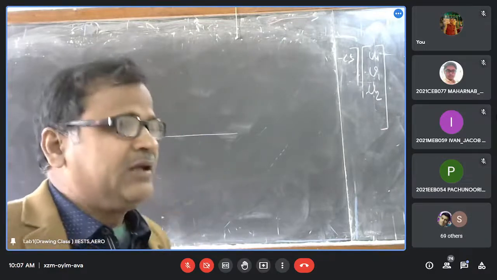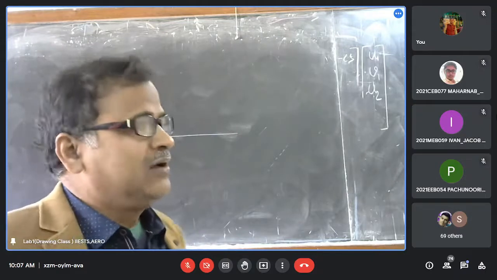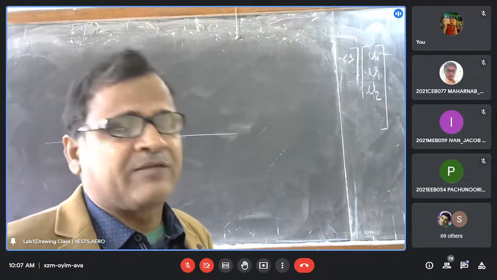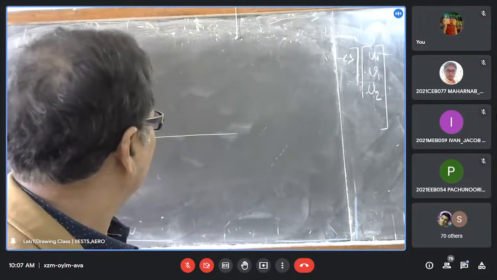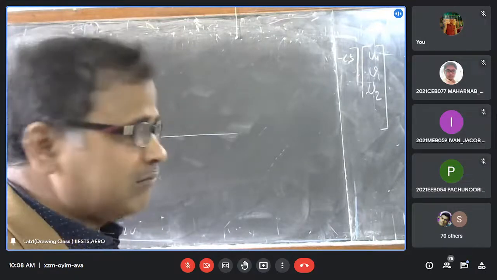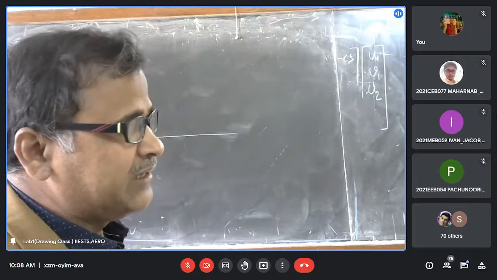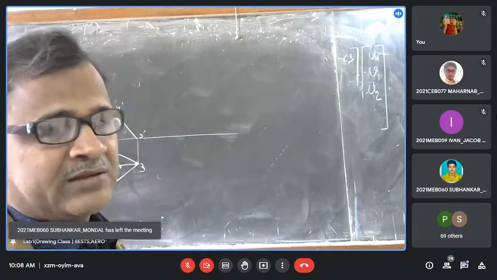The problem is a tetrahedron having side 50 millimeter resting with one triangular surface in the horizontal plane in such a way that one side is perpendicular to the vertical plane. Or you may say one side is parallel with the vertical plane. Am I correct?